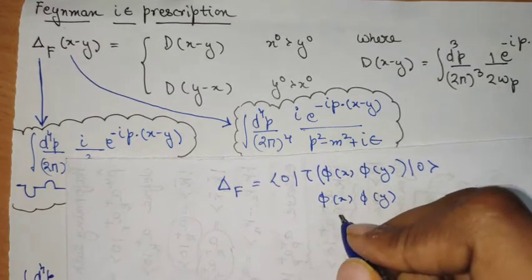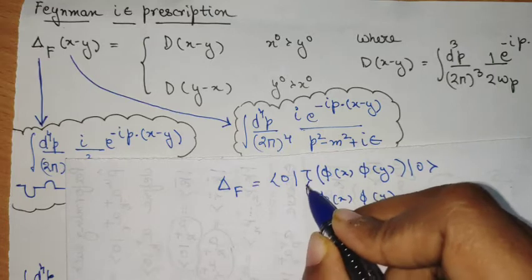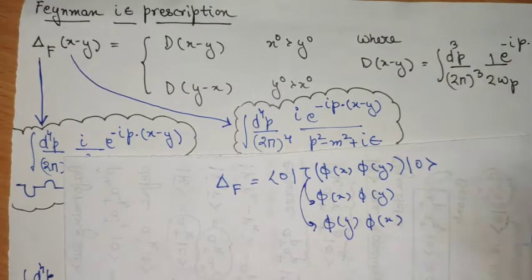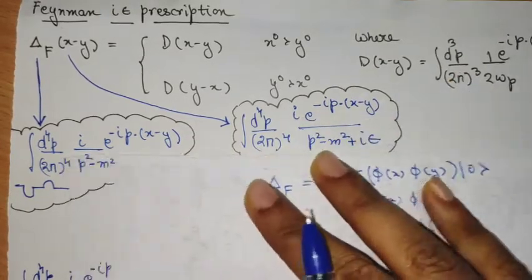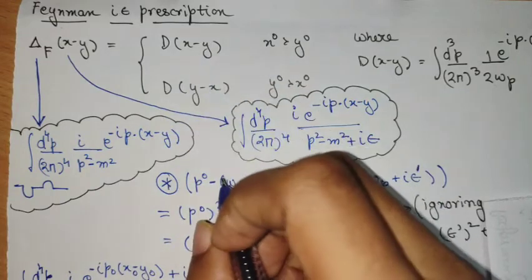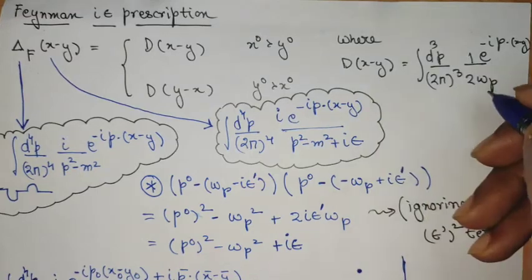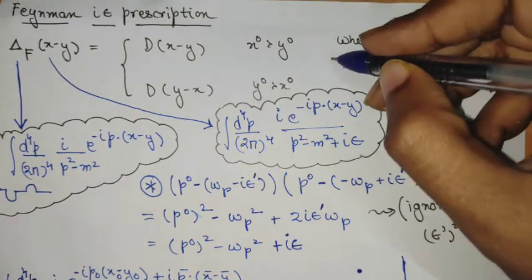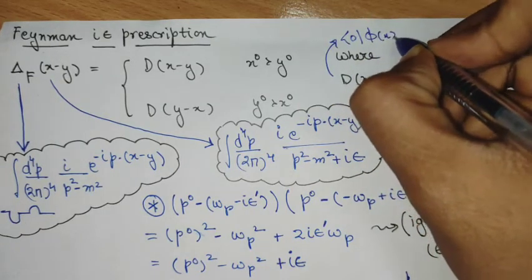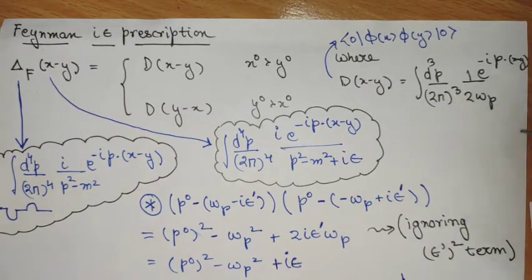And similarly we saw that if the y0 part is greater, then the time ordering will make this phi(y) phi(x), and it will be a particle propagation from x to y. And in that sense, this Feynman propagator was introduced, where Δ_F(x minus y) is a propagator, or an amplitude of propagation of a particle. And it was given by this particular integral.